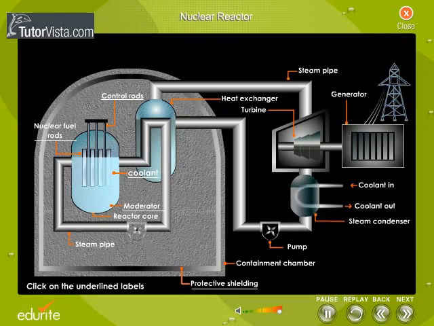Protective shielding. The reactor core is given a thick protective concrete shield so that there is no leakage of radiation.